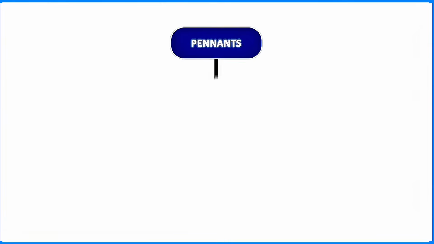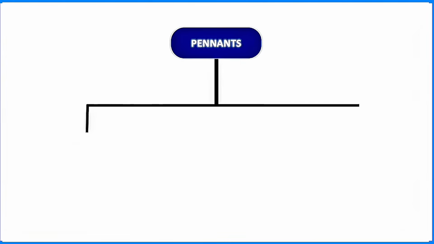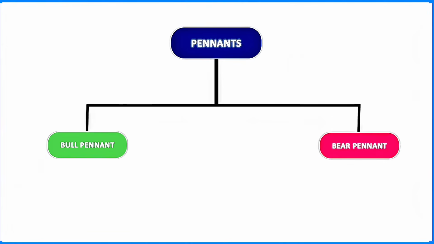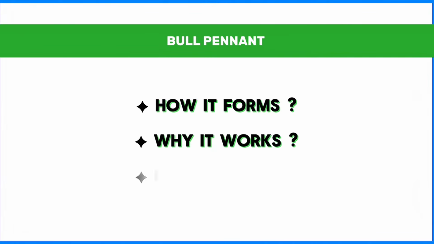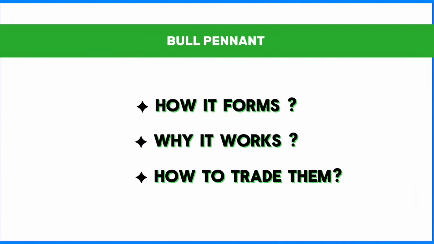There are two main types of pennants you'll see on the charts: bullish pennants and bearish pennants. In this episode, we'll first break down the bullish pennant pattern, how it forms, why it works, and how to trade it step by step. So, get ready to level up your trading knowledge. Let's jump straight into the pennant pattern.